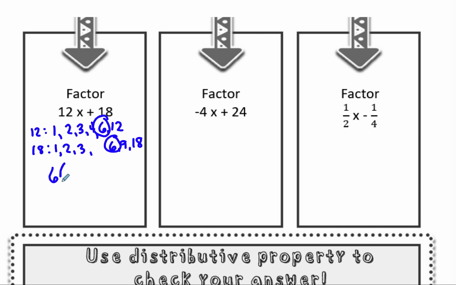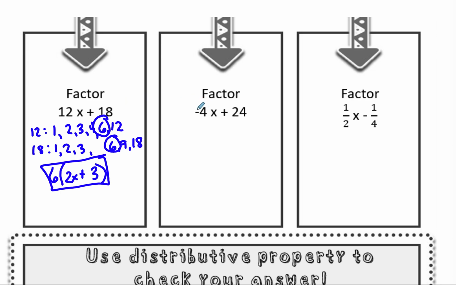6 times. Then we're going to divide. 12x divided by 6 is 2x. The operation is going to stay plus. And then 18 divided by 6 is 3. If I wanted to check my answer, then I could use the distributive property to see if I get back to my original problem. So let's try it. 6 times 2x is 12x. 6 times 3 is 18. So that's factoring using the greatest common factor.